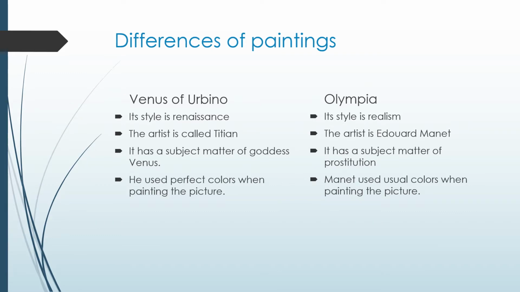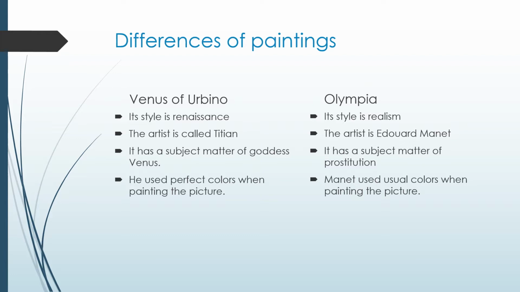About the differences of the paintings, Venus of Urbino has a Renaissance style, while Olympia has the style of realism. As I have said, Renaissance is when they were changing their directions, and it was Titian's idea to paint that nude woman as a way of changing direction. In the time of Manet, they were in the time of realism, and that's why he used that style of realism. The artist of Venus of Urbino is called Titian, while the artist of Olympia is called Edouard Manet.